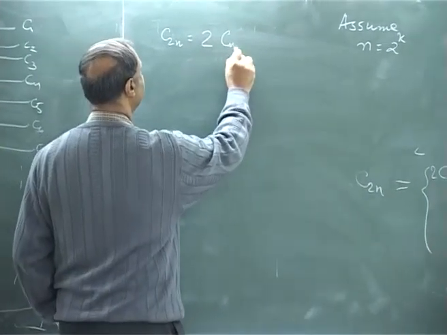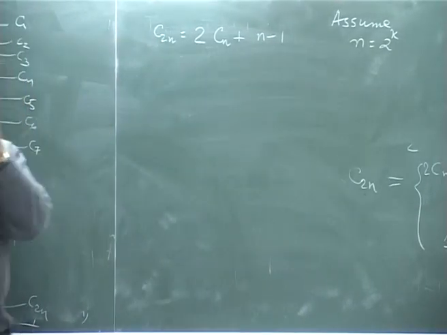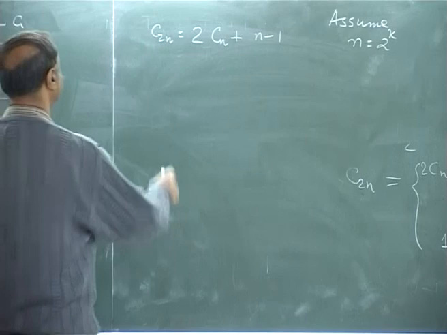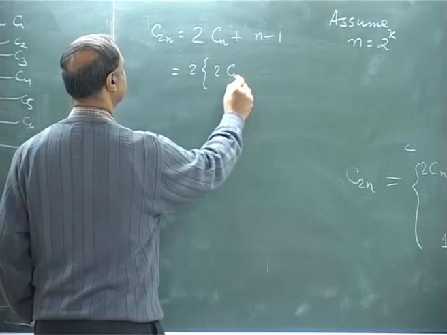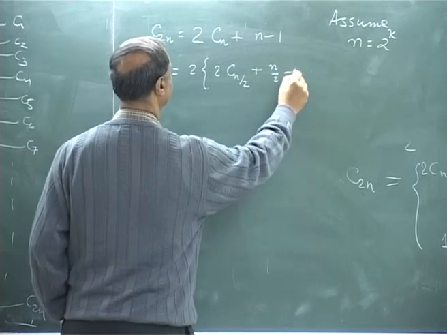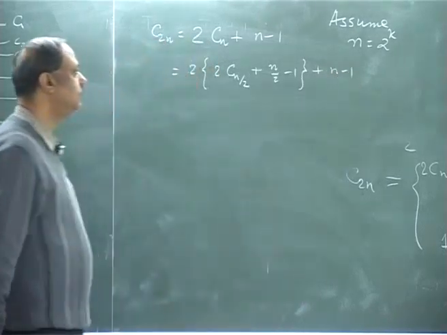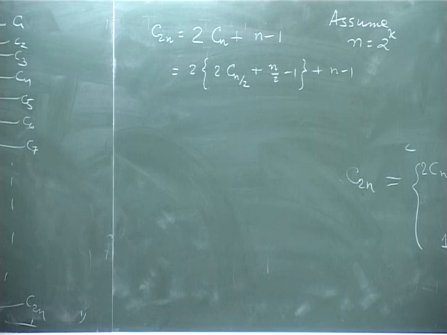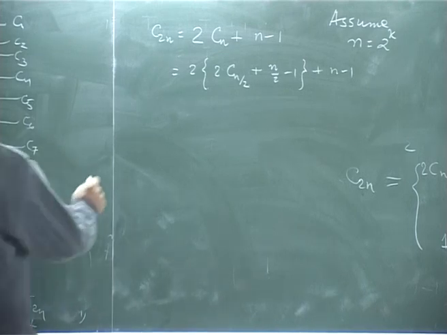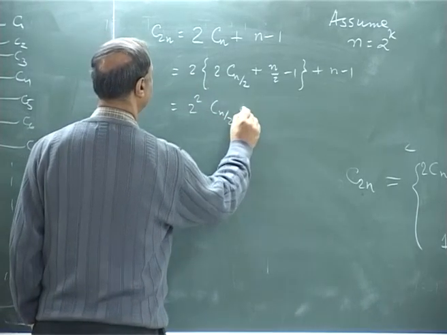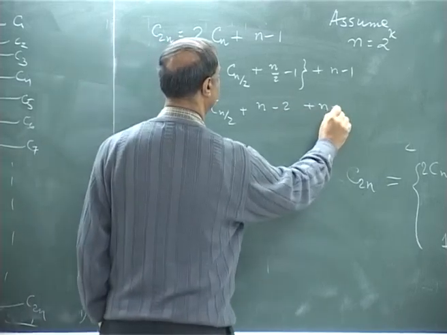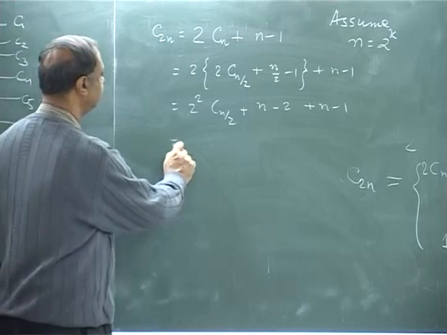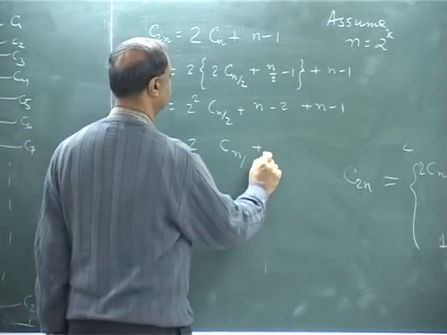2 times Cn plus n minus 1. Now tell me what I'll write. Is it okay? Can I write this? Can I write this? Yes or no? If it is that, then I can write 2 squared Cn by 2 plus n minus 2 plus n minus 1. So next time what I'll write? Tell me what I'll write here.